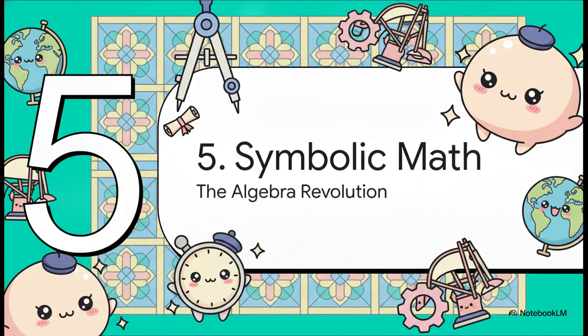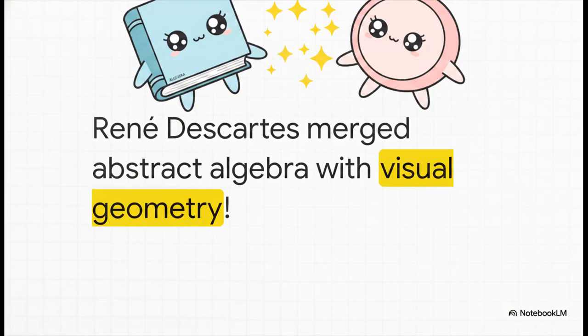Section 5. The Symbolic Mathematical Revolution. So let's jump ahead to the Renaissance. This is where the math we recognize today truly takes shape. For thousands of years, abstract algebra and visual geometry were treated as completely separate subjects. They simply did not mix. But René Descartes changed the world by finally connecting the two.